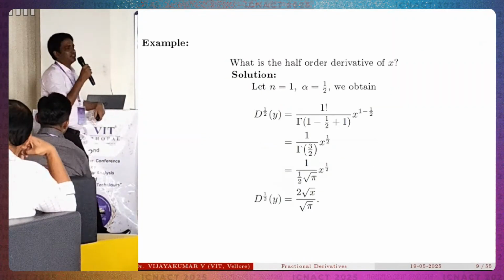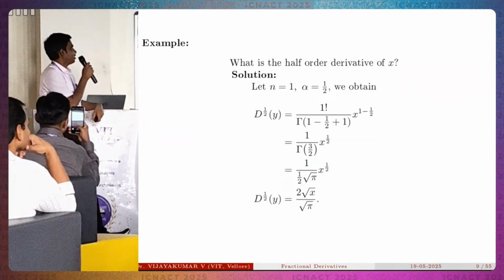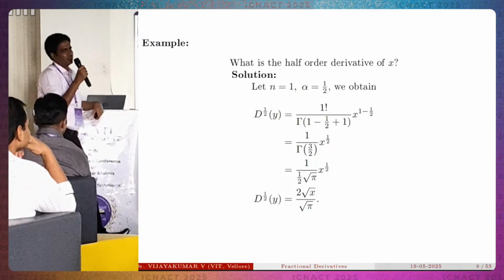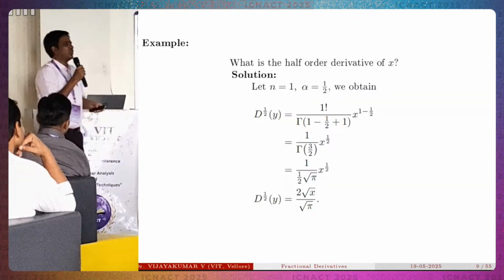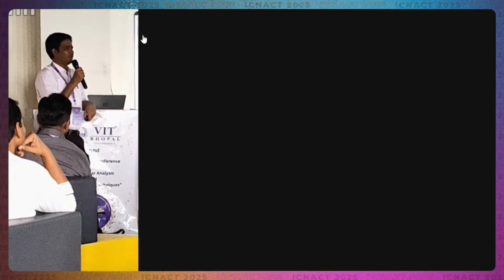So we reach the question I asked already: what is the half derivative of x square? We can apply the general formula. We have a general formula, and we apply some particular values for particular cases.